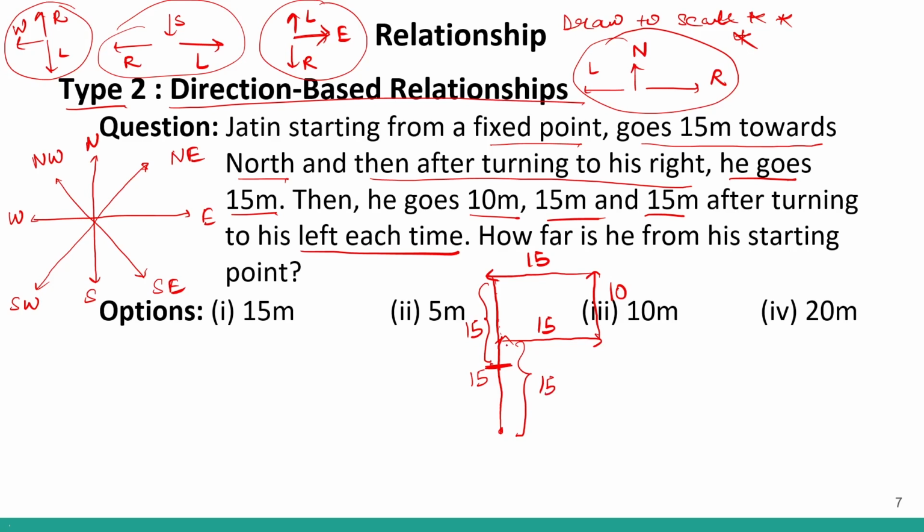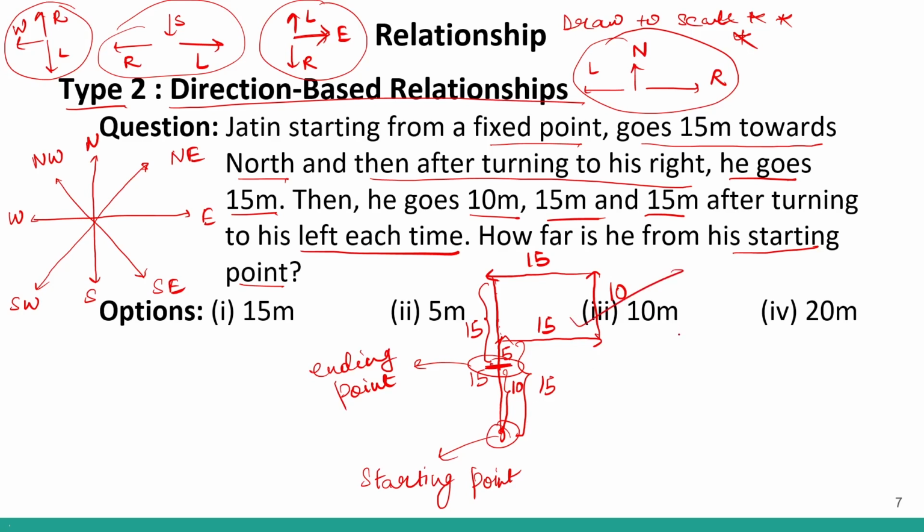So how much will be this area? This will be 5 and this area will be 10, correct? So we have to answer how far is he from his starting point. So this was the starting point, correct? And what is the ending point? This is the ending point, correct? So how far is he from his starting point? He is 10 meter far. So 10 meter is given in option number 3. So option number 3 would be the correct answer.